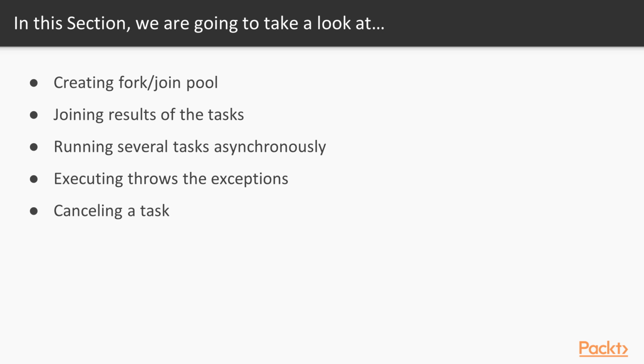This section presents 5 videos that show you how to work efficiently with the ForkJoin framework. We will begin with creating ForkJoinPool and joining the results of the tasks. Then we will run several tasks asynchronously. Further execution may throw exceptions in the tasks. Lastly, we will learn to cancel a task.